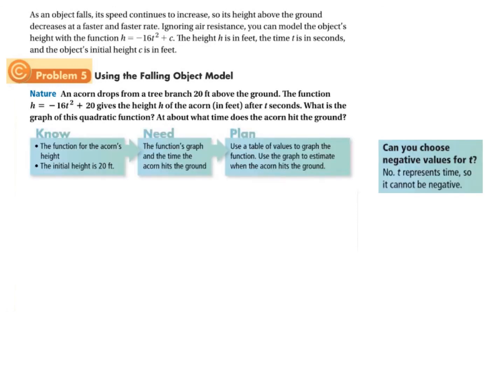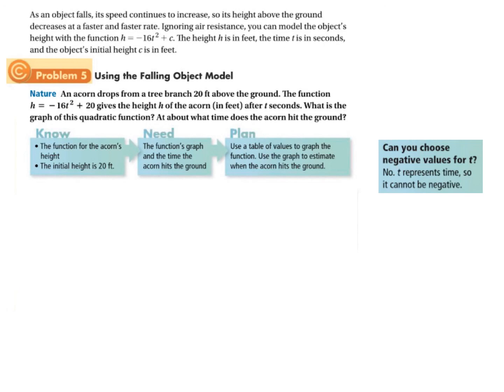So what do we know? Well, we know it's 20 feet above the ground, and the function is based on the acorn's height. We need to make the graph, and we need the time that it hits the ground, so we'll use a table of values. The question they're asking, can you choose negative values? No, before the nut drops from that branch, this whole equation does not apply. So you can't use negative time here. T won't be negative.